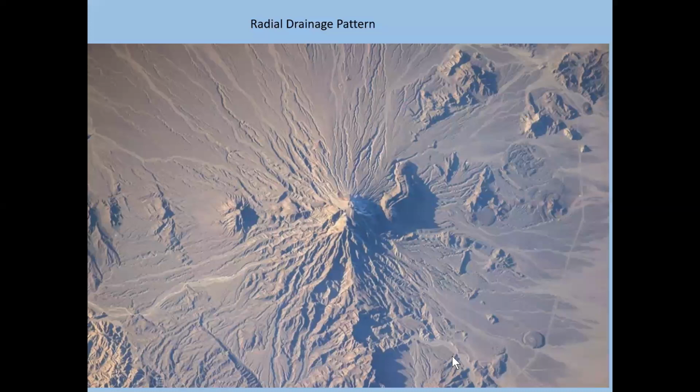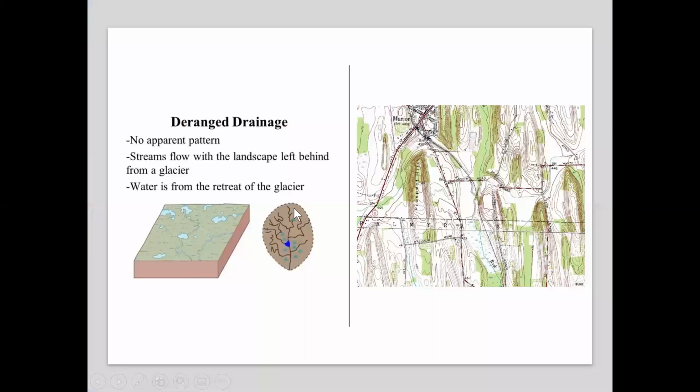And then this one is an isolated mountain, could be a volcanic cone, but you see how from the top of the mountain, the water has flowed down from the top of the mountain in this radial pattern, which makes sense. Water is going to flow from high elevations to low elevations and down all sides of the mountain. So radial pattern. Then a deranged drainage pattern is one that really has no apparent pattern.